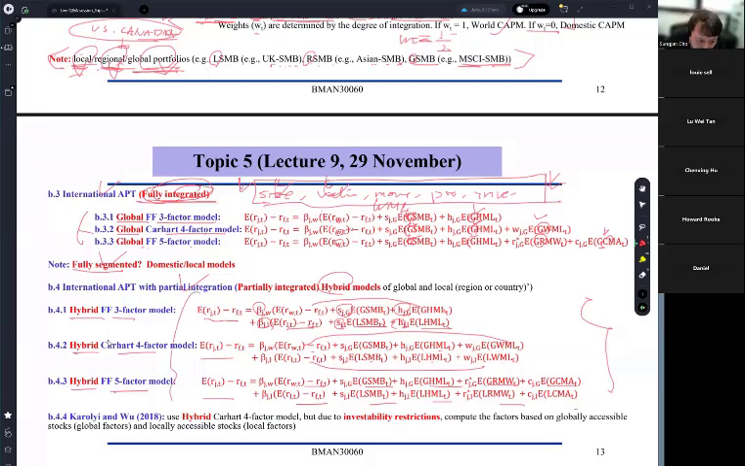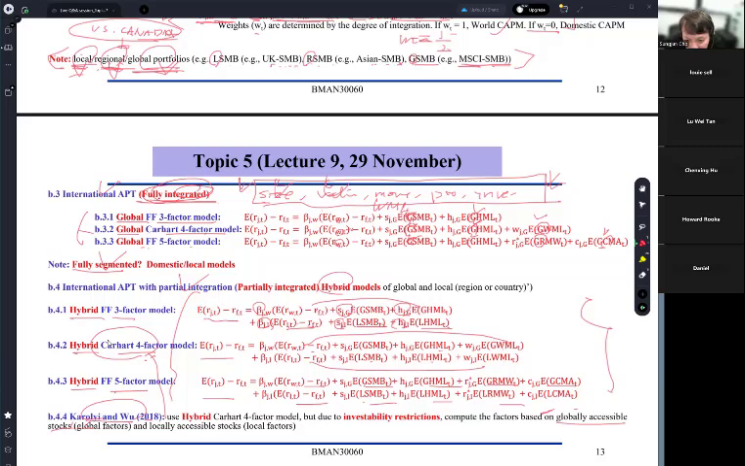Anyway, finally we're going to learn about the Karolyi and Wu model in these Friday sessions. They are still using this Carhart four-factor model. The special thing about this paper is they say when you compute global and local factors, you have to use the right one. You have to be very careful. So they define something called a globally accessible stock. What is the meaning of global stock? You use every risk asset in the world.